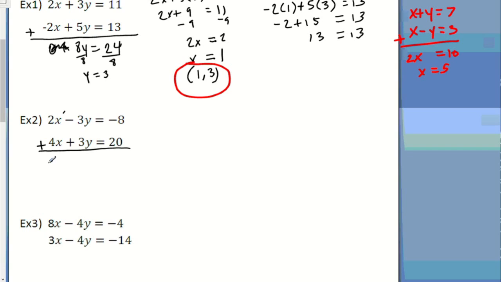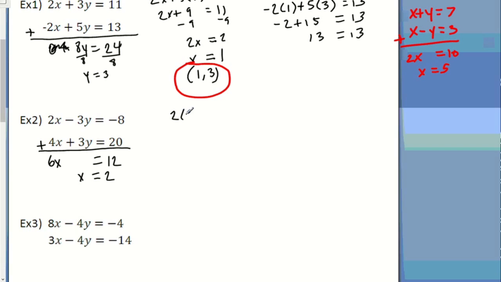So 2x plus 4x is 6x. Negative 3y plus 3y makes 0, so it's gone. These go away. And I'm left with negative 8 plus 20, which is 12. So x has to be 2. That is so awesome how quickly you can solve those with that simple little plan. Okay? So x is 2, so then what do we do?